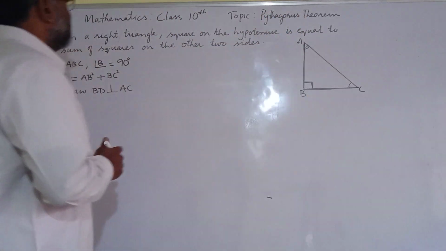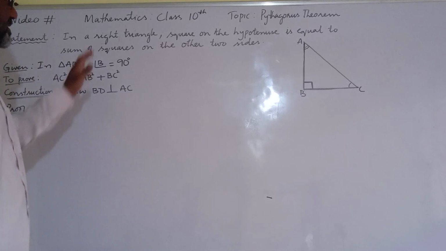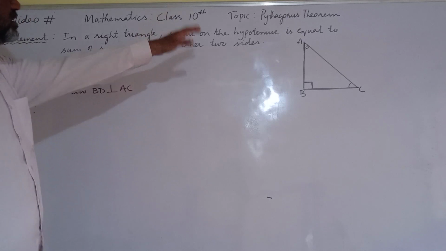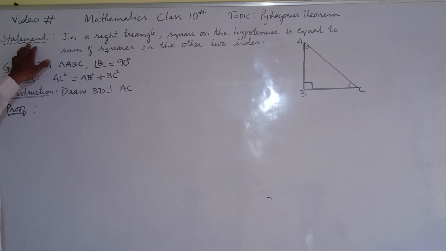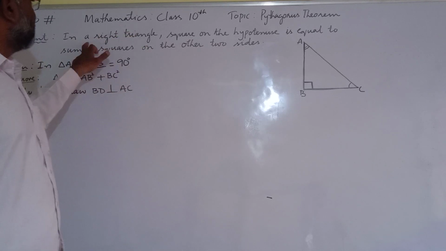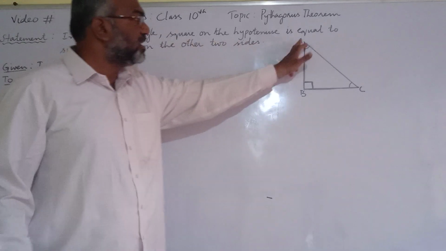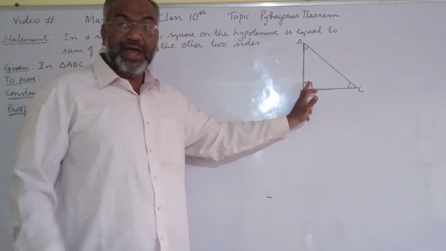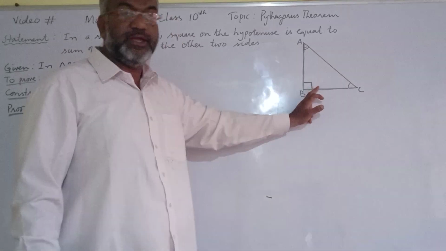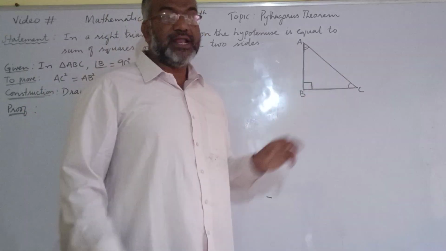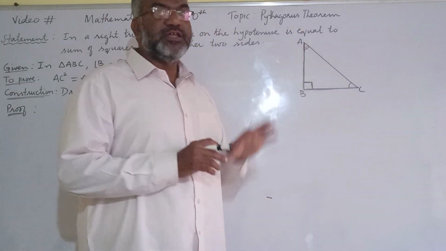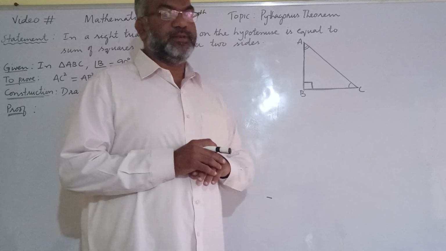Pythagoras Theorem. What is Pythagoras Theorem? What does it state? First, let's see the statement. Pythagoras Theorem states: in a right triangle, a triangle in which one angle is equal to 90 degrees, only one angle is 90 degrees, and the other two angles are acute, that means less than 90 degrees, such a triangle is called a right triangle.